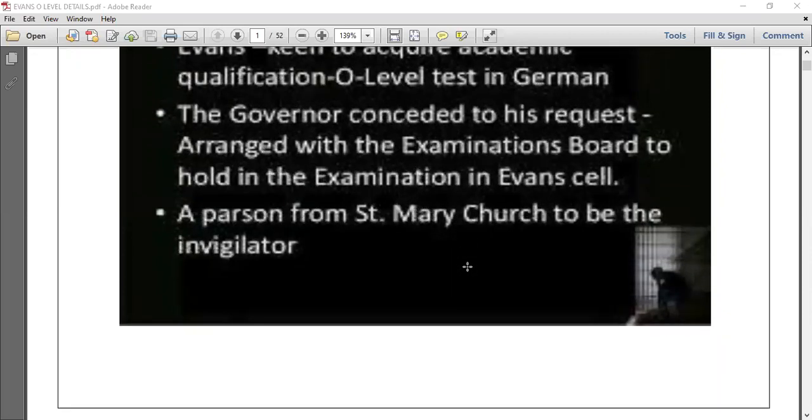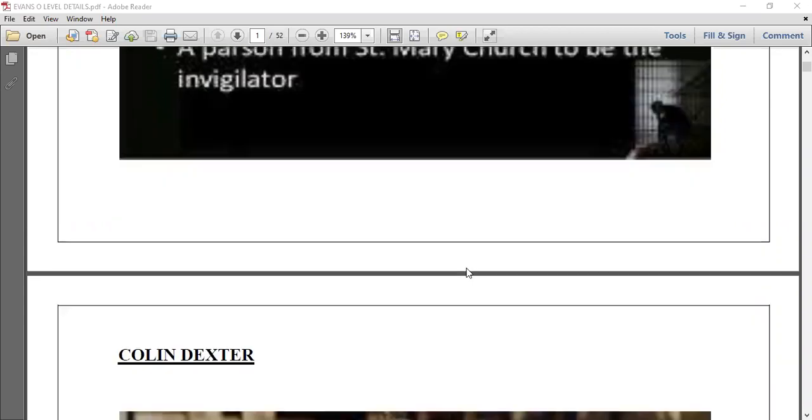A person, a reverend, his name was Reverend S. McClary, from Saint Mary Church, we can take as an invigilator from the university board. Person means a priest-like educationist from Saint Mary Church, to be the invigilator, and the exam they also conducted.